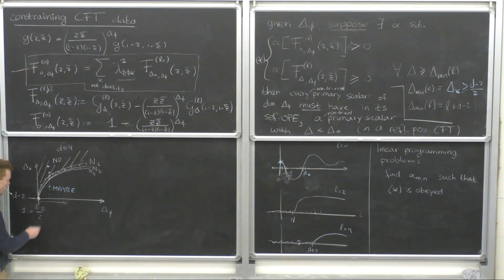Here we don't understand. Do you know of any four-dimensional conformal field theory with an operator of dimension 1.3? I don't. 1.3 approximately? I don't know. But if there exists such a conformal field theory, then in the OPE of this operator with itself, there must be a scalar with a dimension less than some delta star. I think for 1.3 it's like 3.8 or 3.9.